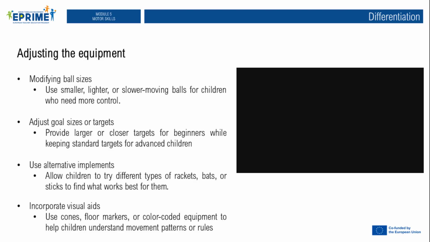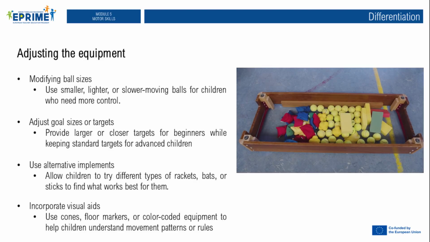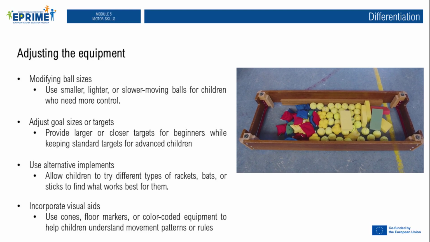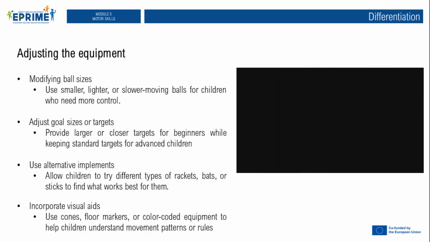First of all, you can modify ball sizes to match different skill levels. A smaller, lighter ball can help children develop confidence in throwing, catching, or dribbling before they progress to standard equipment. In the video on the right, you see a box with different balls and beanbags, which you can, for example, let the children choose from.